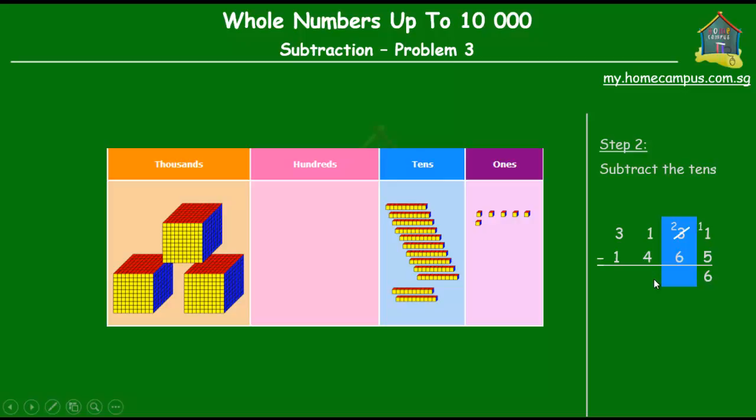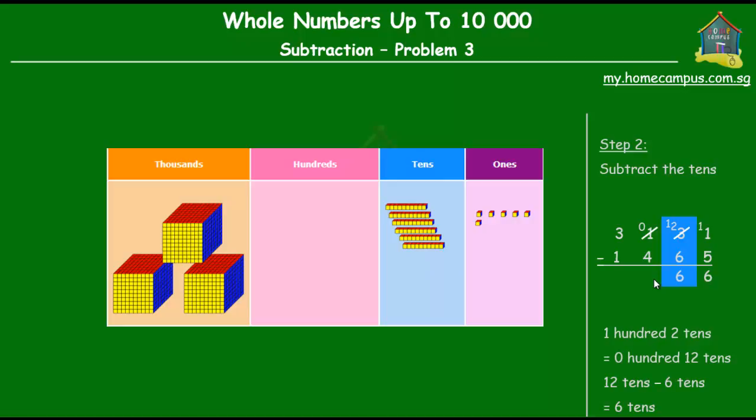Alright, so now if you look at the right side of the screen to see the working, this is what happened. We borrowed the 100, so we had 0 hundreds left, and we placed that into the tens column, so we now have 12 tens. Now from the 12 tens, we subtract 6 tens, okay, and what we have left is 6 tens. 12 tens minus 6 tens is 6 tens, and we have 6 tens left.